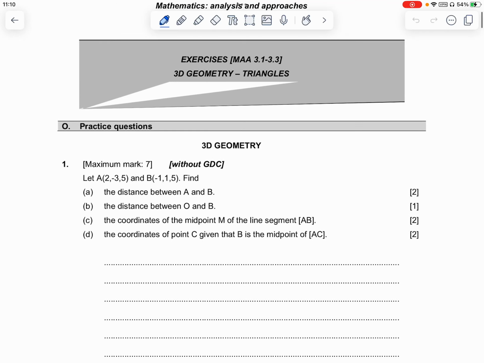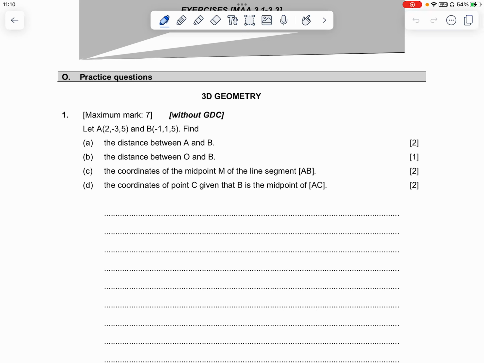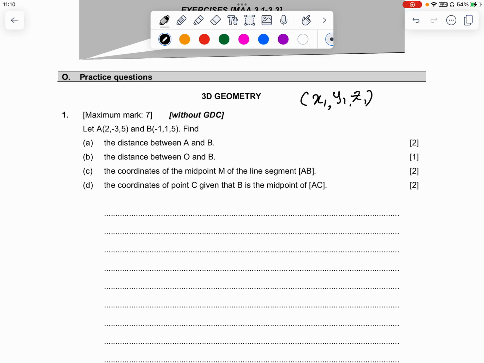So welcome. This is a video based upon 3D geometry. So we have three dimensions over here, x1, y1 and z1. Similarly, the other point is x2, y2 and z2. Now it's going to be the same formula as far as 2D is concerned. So we are going to find the answers for that.